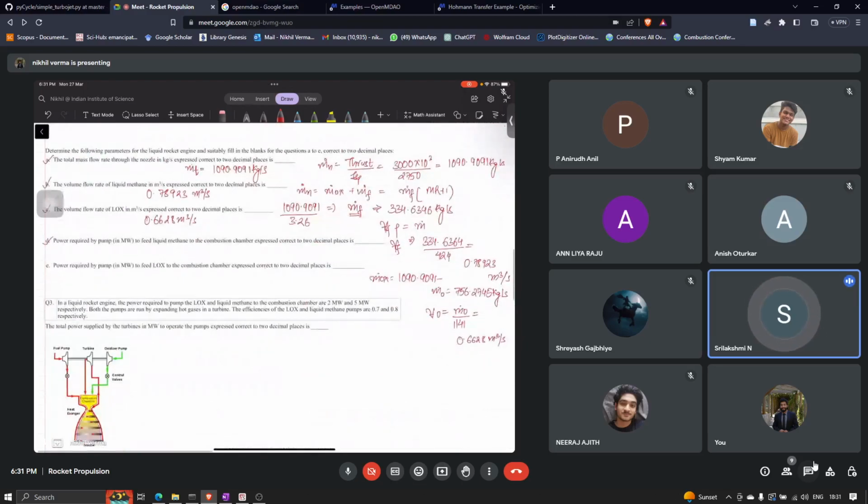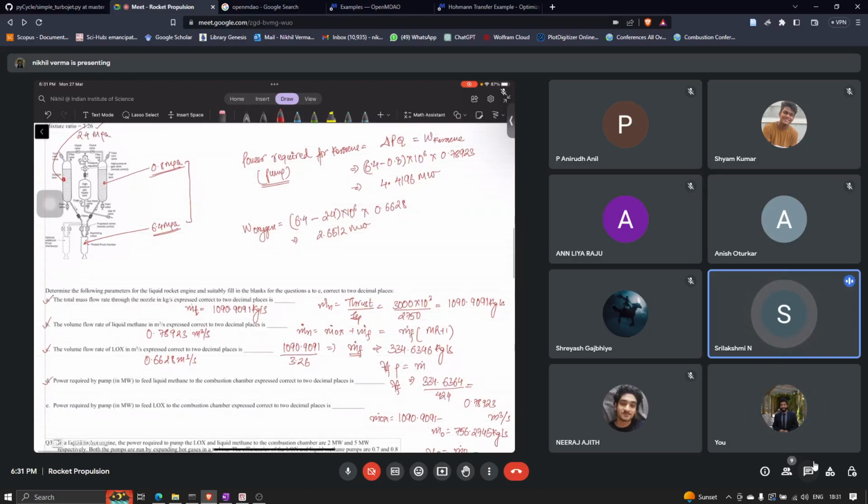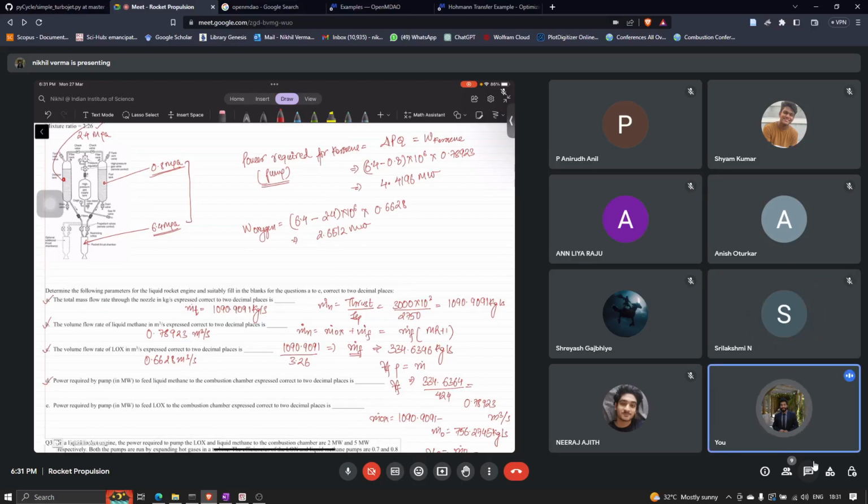Yeah, one question on this volume flow rate. Theoretically, what it means is, for example, the volume flow rate of liquid methane, it means that 0.78 meter cube of methane is getting displaced from the tank per second. Is that what it means? Yes. So 0.78 meter cube is getting displaced from this tank and getting fed into the combustion chamber.